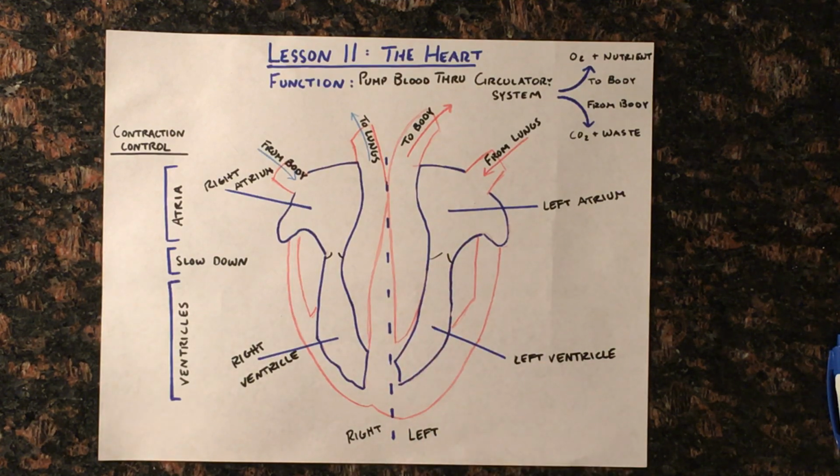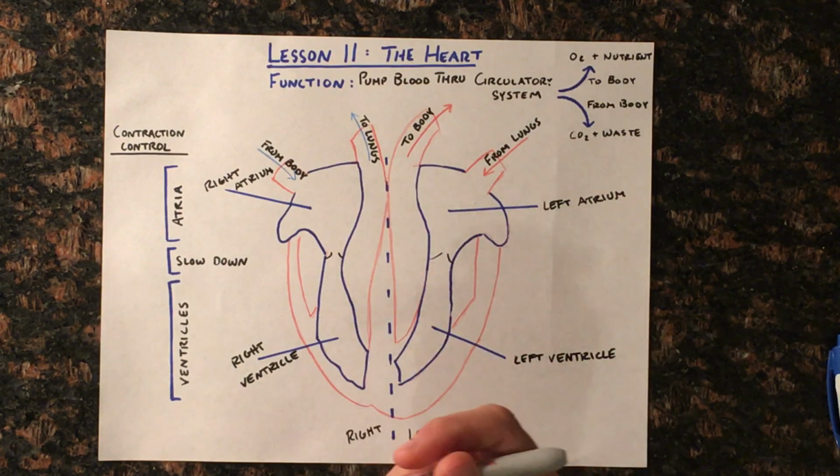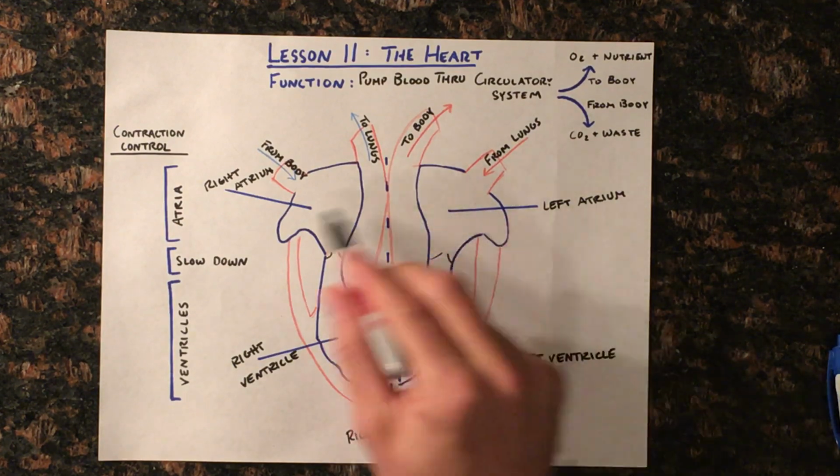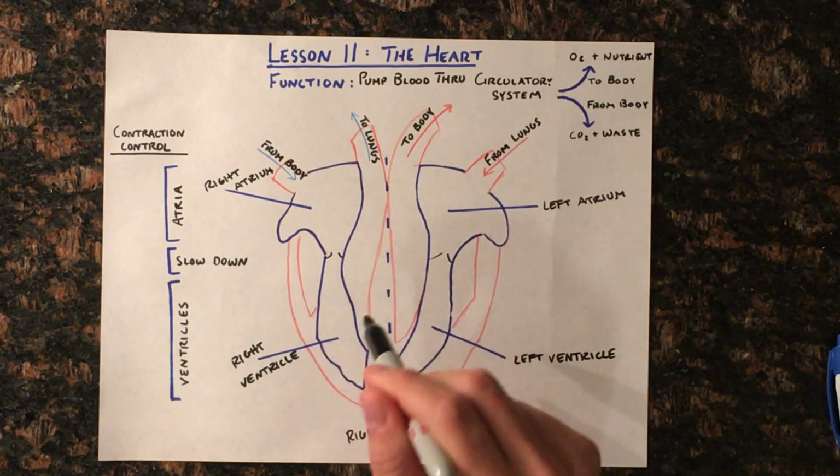So how does the heart actually beat? You're probably familiar with the lub-dub beat of the heart, which sounds kind of like this. So what you're actually hearing are your atria and your ventricles contracting at different times. Your atria are the lub and your ventricles are the dub.